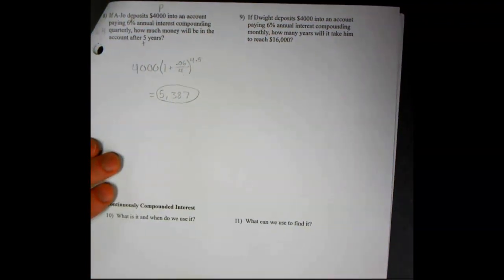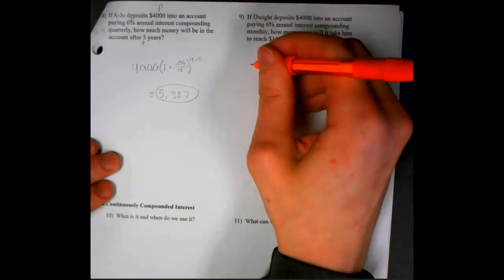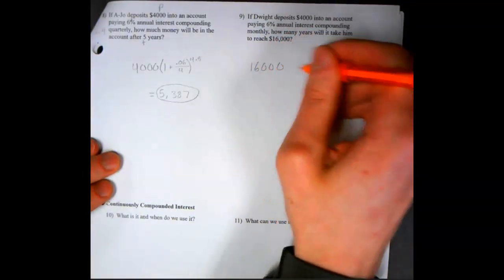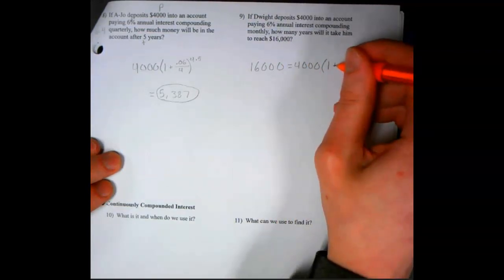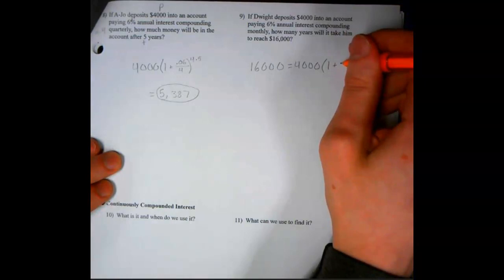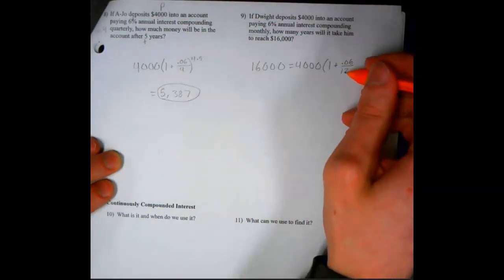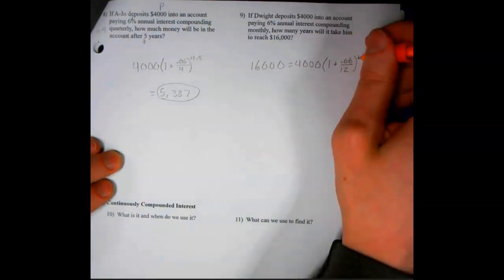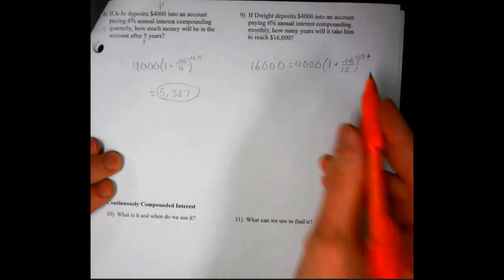For number 9, it's going to be a little bit different. So we're using the same interest rate, and we're using the same initial amount. So we'll have 16,000 equals 4,000, 1 plus 0.06, but this time it is monthly, so it'll be over 12 to the 12t. And we're trying to find the t.